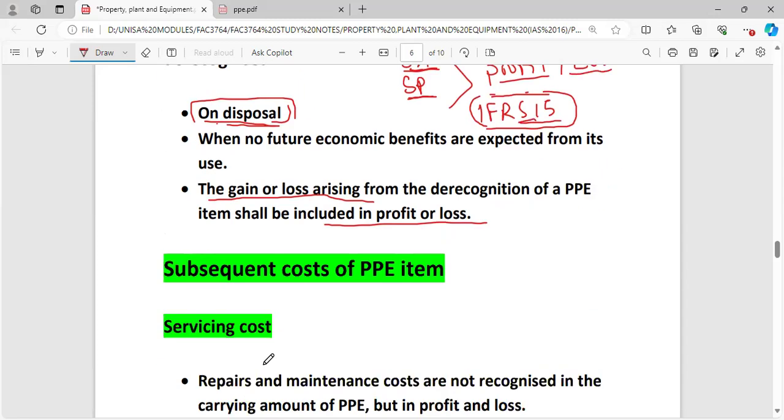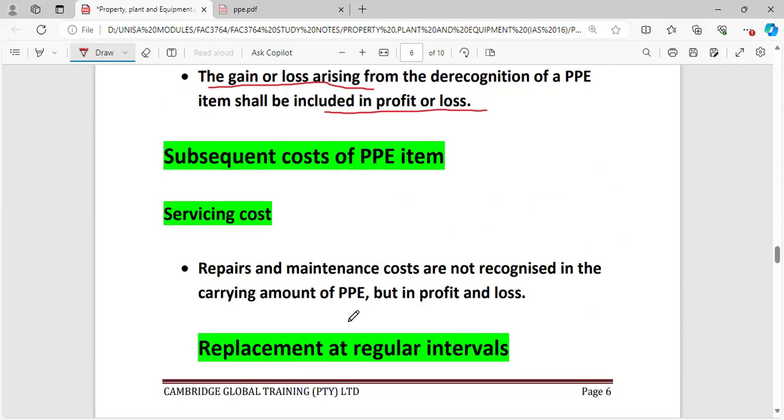Then let's look at other subsequent costs of PPE. Here we are looking at servicing cost. Servicing cost cannot be part of a PPE. They are repairs and maintenance costs. They are not going to be part of the PPE. They won't form part of the carrying amount of a PPE, but they are going to be expenses in the profit and loss.